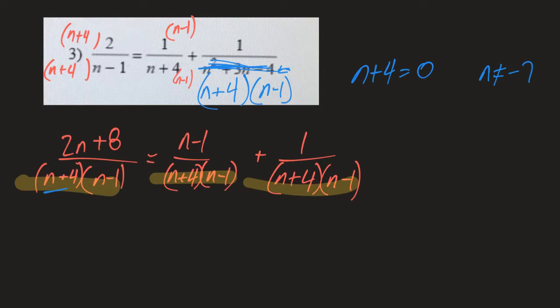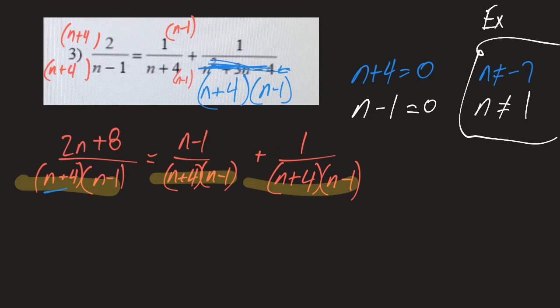And same thing with n minus 1. So we're going to have n minus 1 equal to 0. And move the 1 over, we get n should not equal 1. Okay, so these two numbers right here, my excluded values. So basically, we should not get one of those as our answer. If we do, we know that that solution is invalid and we're going to throw it out. Okay. Next step, let's go ahead and cancel our denominators.